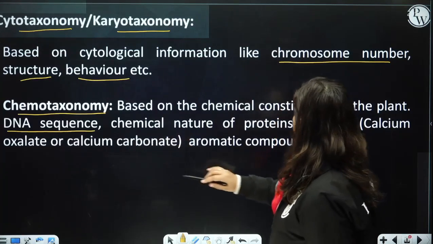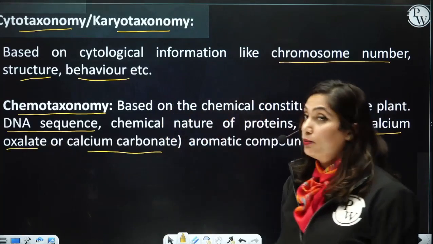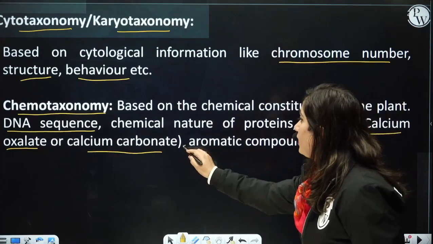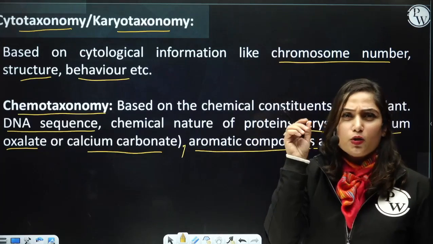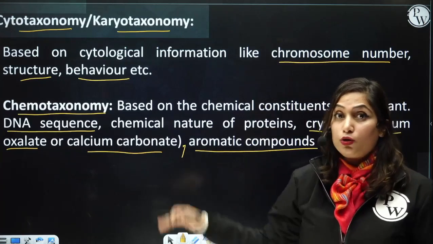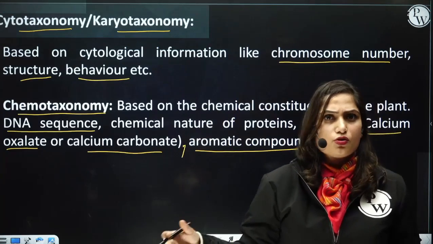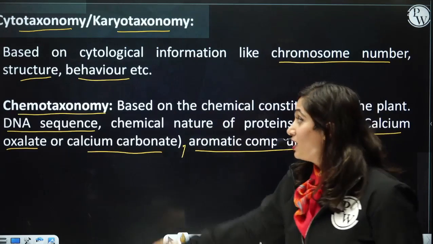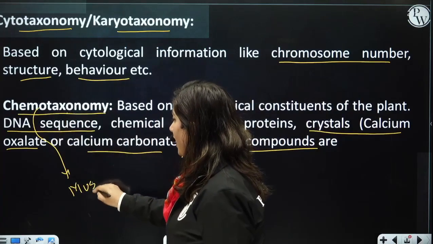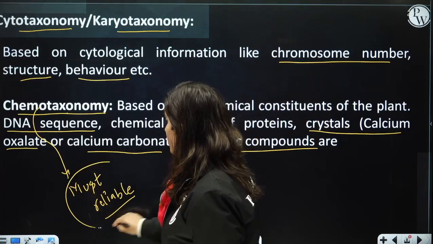So it is based on the DNA sequence and various other biochemicals like proteins and RNA. And it is based on crystals also. If some plants have calcium oxalate crystals and calcium carbonate crystals present in them, that can also be the basis of classification. And some aromatic compounds. Some plants have a very peculiar smell, and that can be the basis of their classification, right? So out of all the kinds of taxonomy, numerical taxonomy, karyotaxonomy, and chemotaxonomy, which is the most reliable, the one you can trust the most? That is chemotaxonomy. This is the most reliable one. Why? Think why? Because it is based on the DNA sequence.